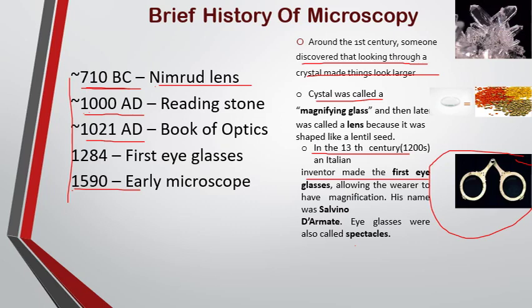Later in this lecture, we will discuss in detail the earlier microscopes. So after that, in 1609, a scientist named Galileo developed a compound microscope with convex and concave lenses.